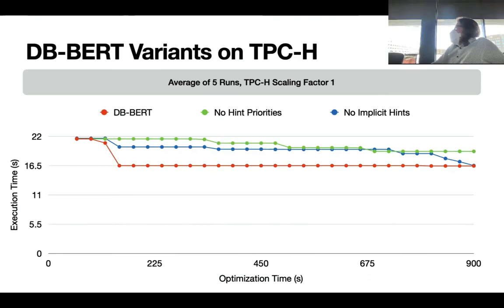These are performance results for a couple of variants of DB-BERT. For instance, what happens if we don't consider implicit hints? What happens if we don't decide on an ordering between those hints and just consider them in random order instead? And here you see that both of those changes actually degrade performance. So that shows that all of those things that we are doing are probably useful.